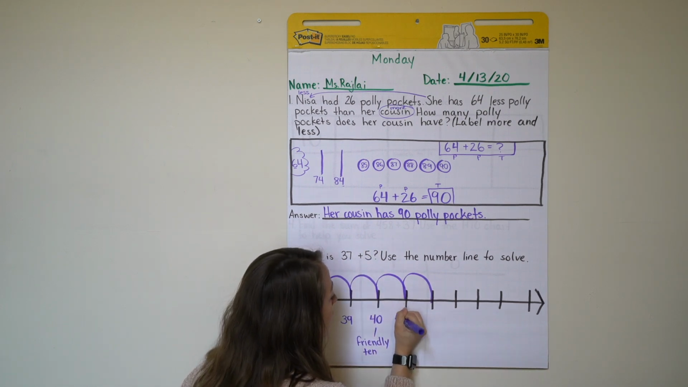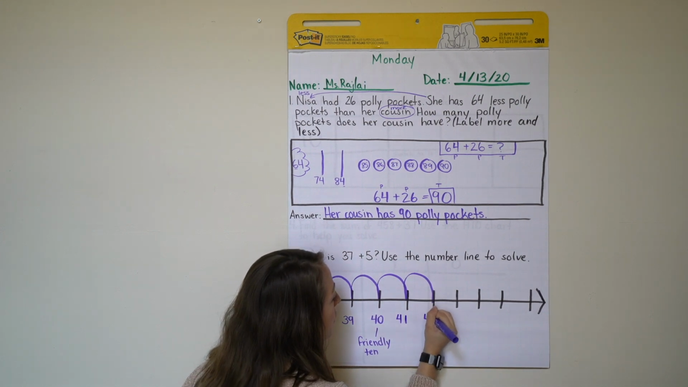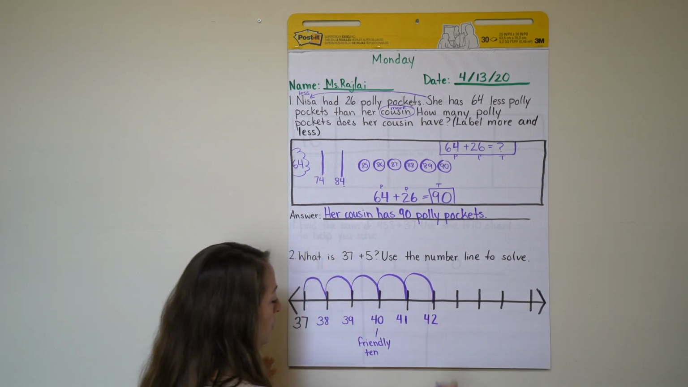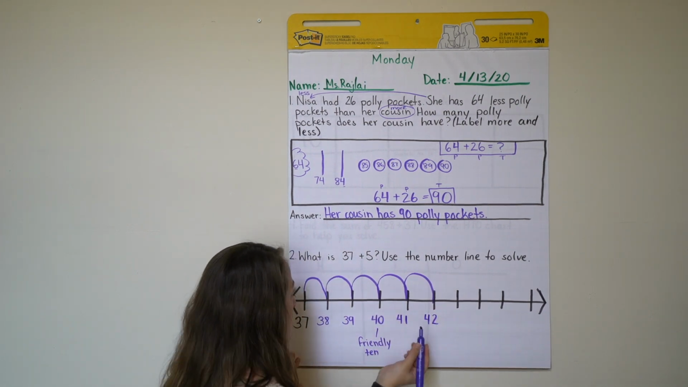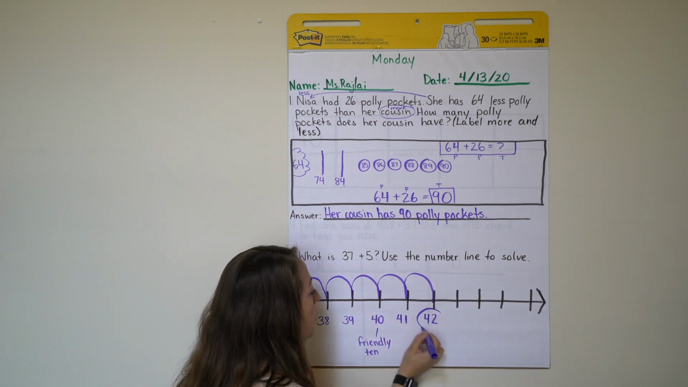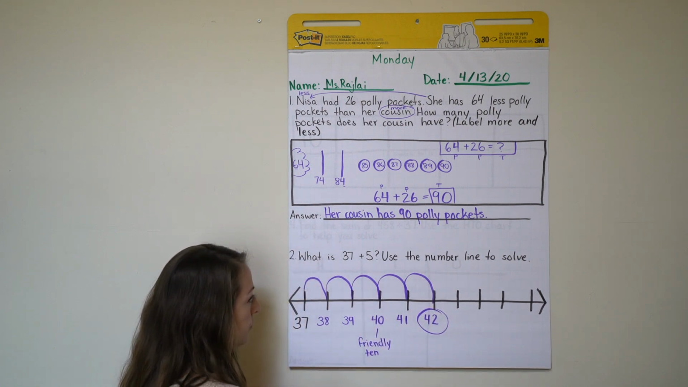Okay. 41, 42. Okay, so 37 plus 5 equals 42.